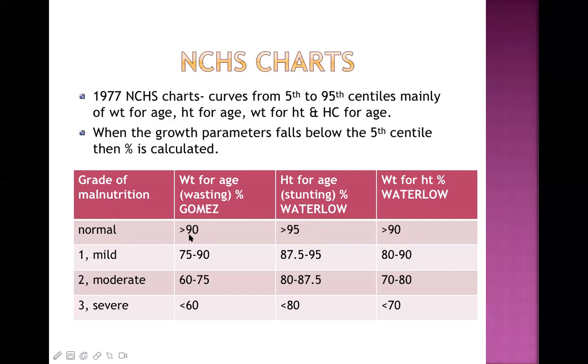See here, this is normal. If it is more than 90 according to Gomez classification, it is normal. Waterloo classification is about height for age. More than 95% is normal, and Waterloo is also used for weight for height. So more than 90 is also normal. These are all different things which I will extensively teach you in the topic of malnutrition. This is just a beginning for you. This is a little bit confusing, I know, but don't worry. In this class, I just want to explain the meaning of this percentile chart. Once you understand this, all these exercises and things we will discuss in the malnutrition class.